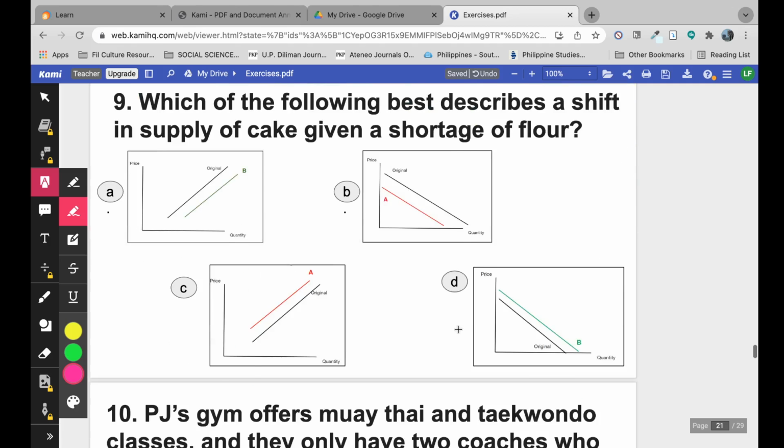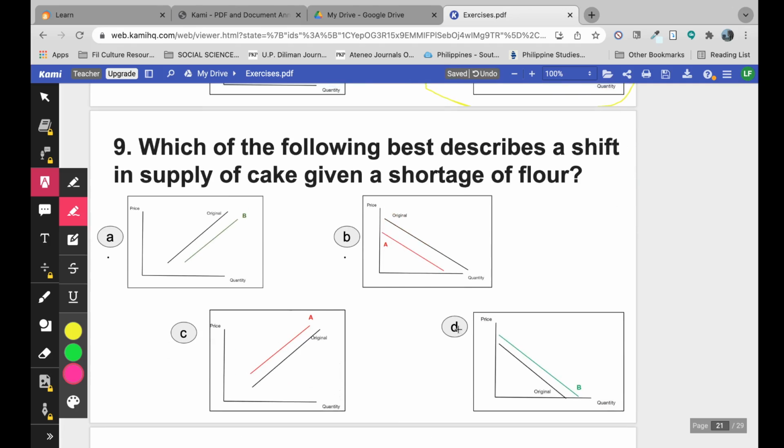Okay, next. Number 9. Which of the following best describes a shift in supply of cake given a shortage of flour? Okay, so we're asked to figure out which of the following choices here shows supply curves. And another condition is that look for the graphs which shows what happens to cake given naubusan na ng flour, which is an ingredient for cake. So figure this out. I'm gonna give you 10 seconds, or again, you can pause the video. 10, 9, 8, 7, 6, 5, 4, 3, 2, 1.